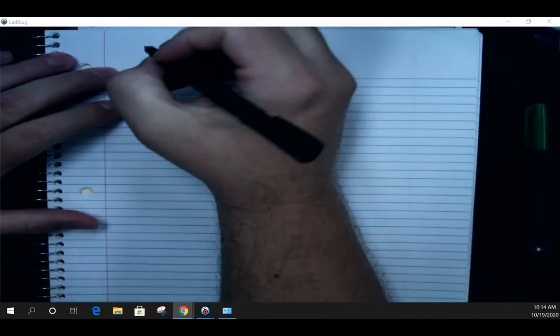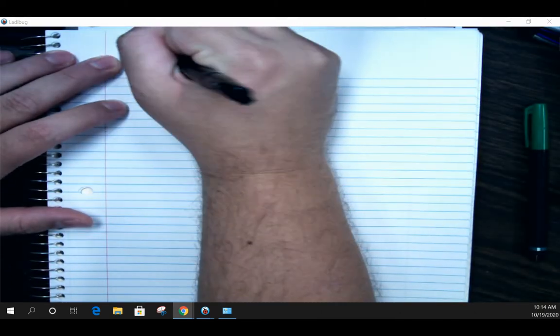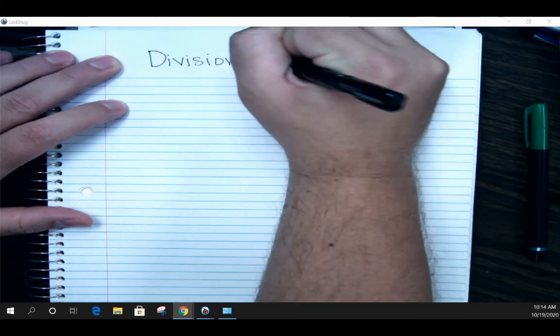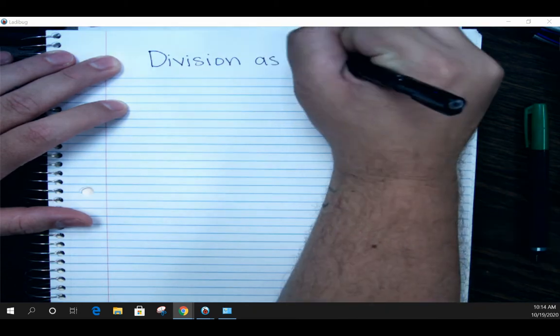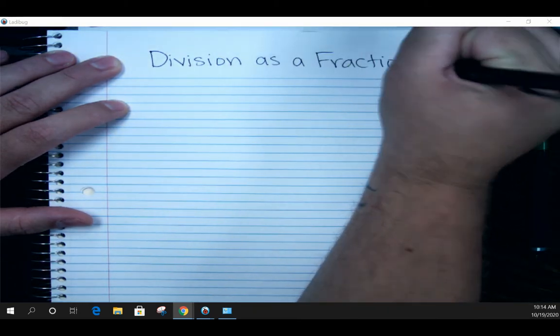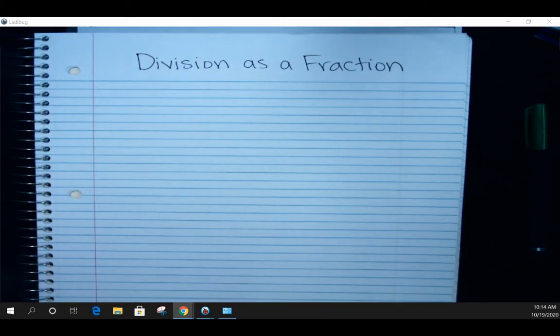Okay, so at the top of our journal here, we are going to write division as a fraction. And we're going to talk about how we can see division problems as a fraction.